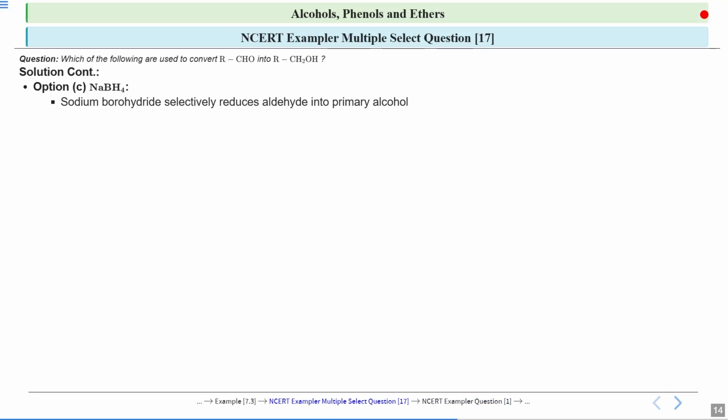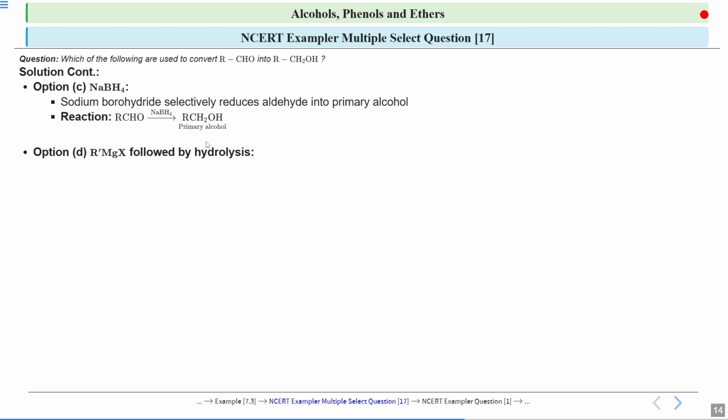Next is your NaBH4. Now NaBH4, that is sodium borohydride, selectively reduces your aldehyde to primary alcohol. Now remember, I told you that sodium borohydride is a mild reducing agent, whereas LiAlH4 is a very strong reducing agent. So being a mild reducing agent, it will reduce your aldehyde to primary alcohol. Everywhere, see, it is primary alcohol. So the reaction is, this is your aldehyde. Using sodium borohydride, you have reduced it to your primary alcohol. That is, the carbon to which your OH group is attached is further connected only by one carbon atom.